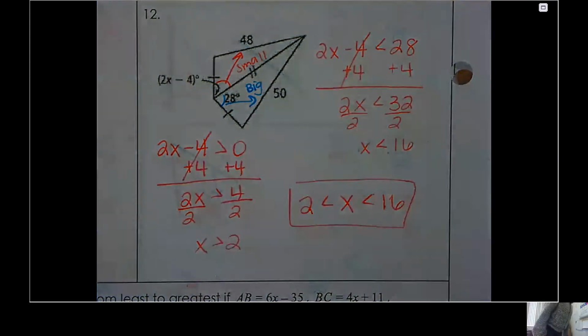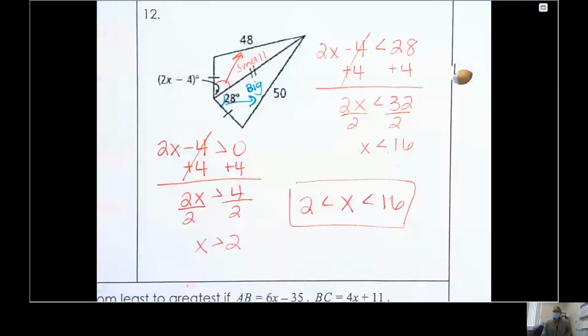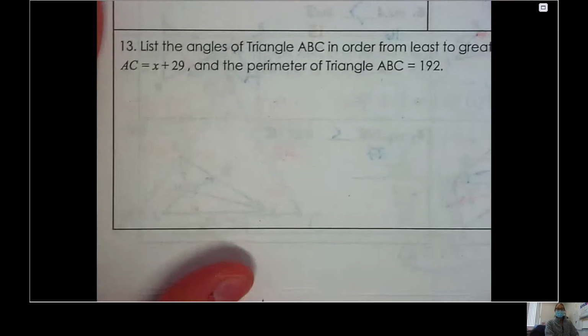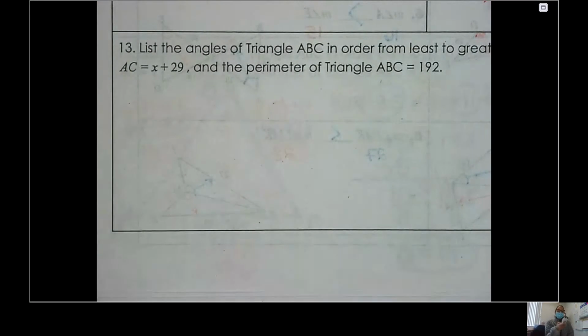All right. We're going to start on 13. I don't know if we'll finish it. We're going to skip 11 for the moment. We're going to go straight down to 13. 13 says, list the angles of triangle ABC in order from least to greatest. And then I give you a whole bunch of equations and I tell you the perimeter of the triangle. First thing we're going to do is draw a very large picture, and you can take up a good amount of space. We're going to draw a nice big triangle ABC.